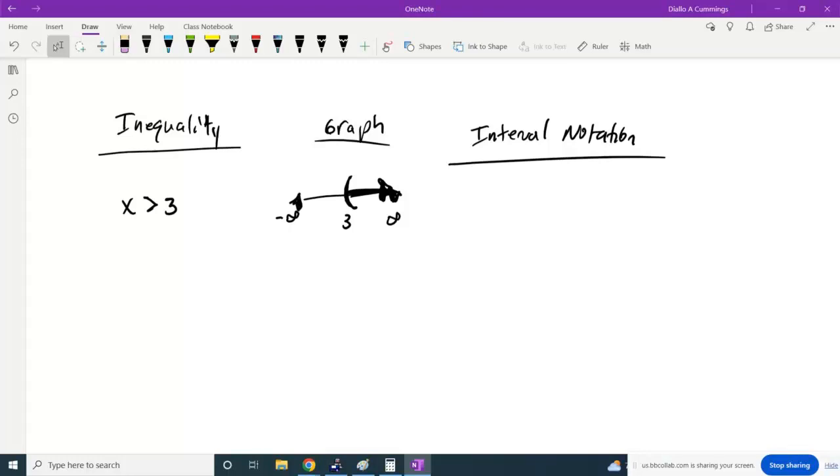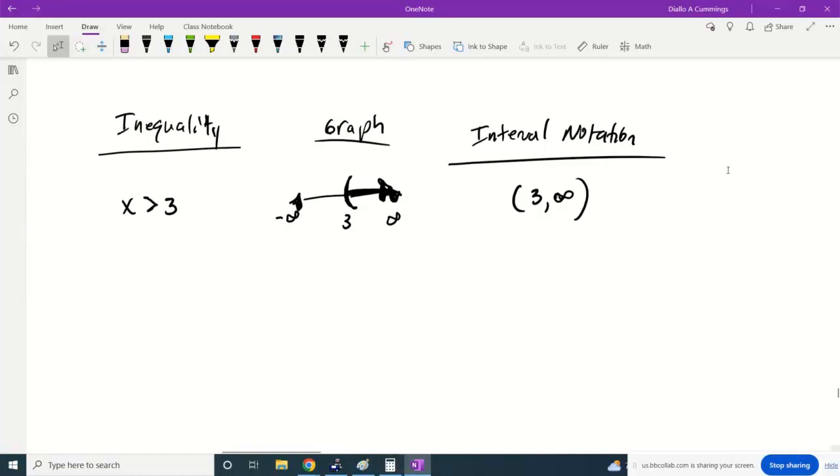To write that out in interval notation, that's going to be based on the graph that I see. So to write x is greater than 3, I'm going to put a parenthesis, then 3, comma, infinity with the end parenthesis. You never close off an infinity symbol with a bracket. You always use a parenthesis.